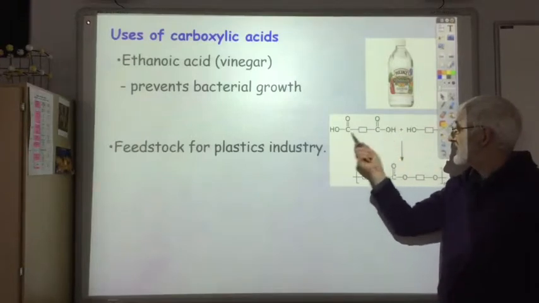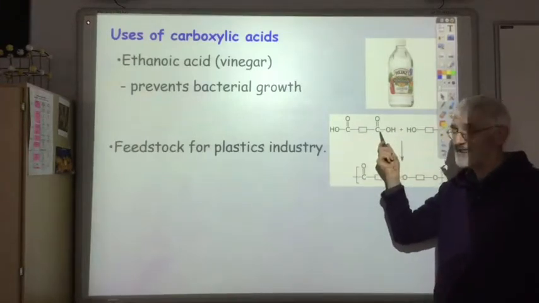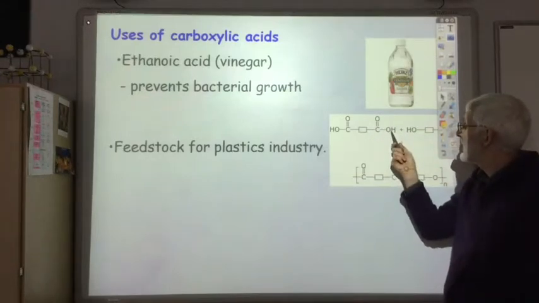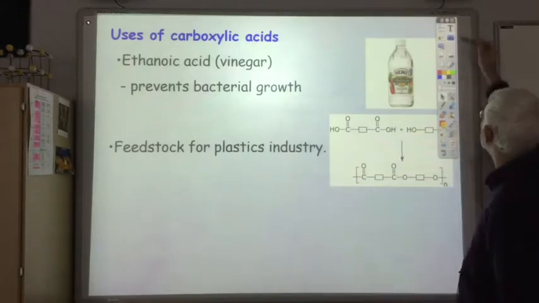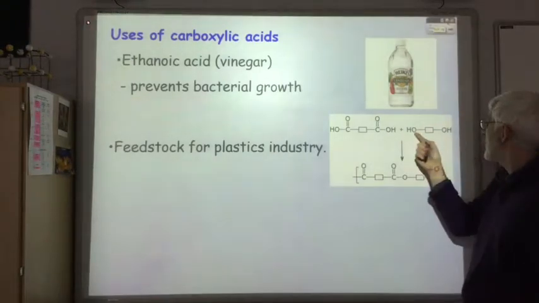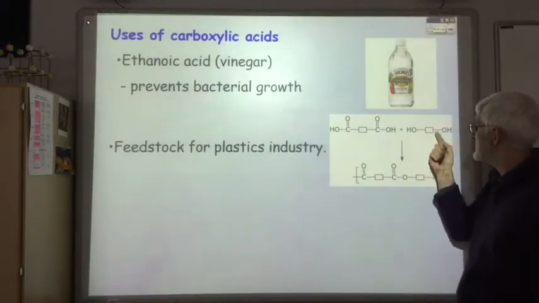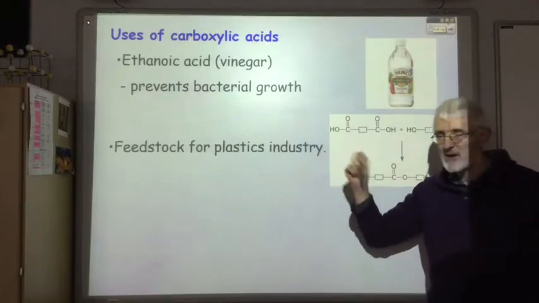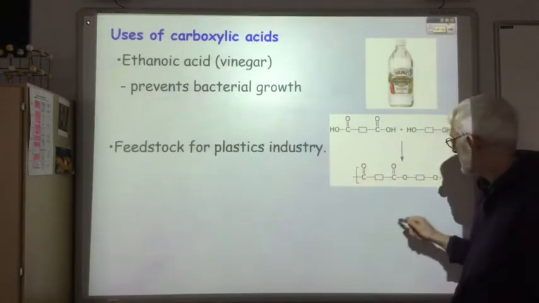So here's a carboxylic acid. It's a special carboxylic acid called a diacid because it's got 2 carboxyl groups, and it reacts with an alcohol containing 2 OH groups to produce this condensation polymer. So this is a very big use for carboxylic acids.